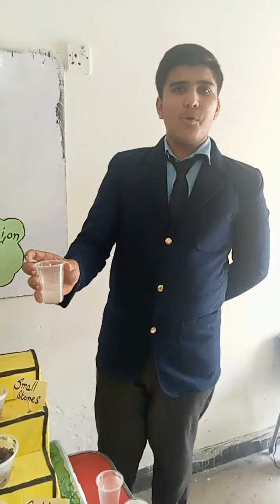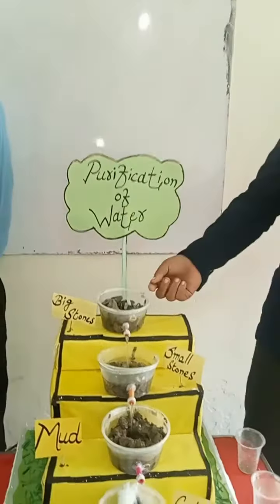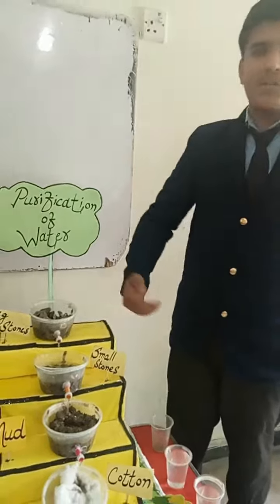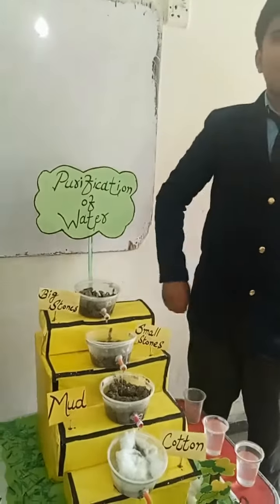As you can see, this is impure water. In the first step, we have big stones. The big stones act as a barrier, preventing large debris like sticks and leaves from entering the water. In the second step, we have small stones. Smaller stones provide a secondary filtration layer. This step will prevent the water from trapping smaller debris.